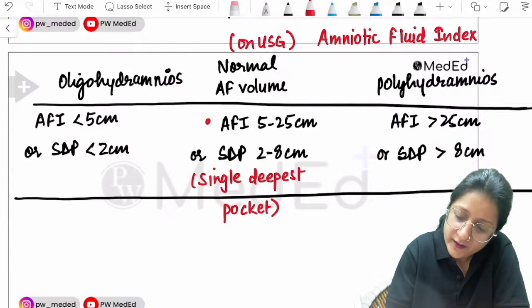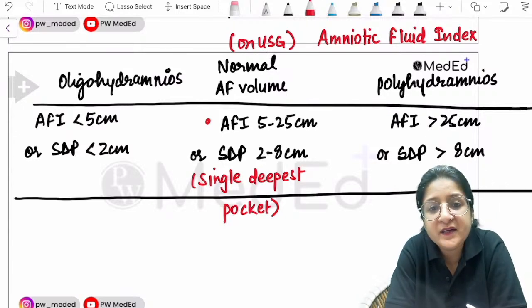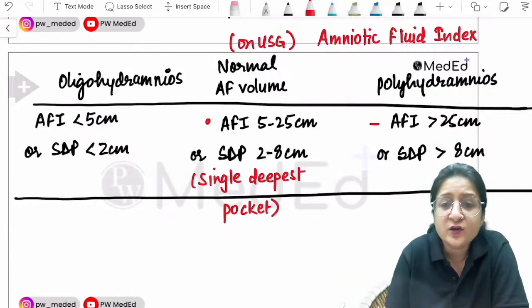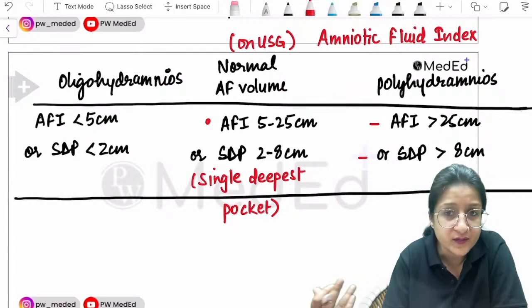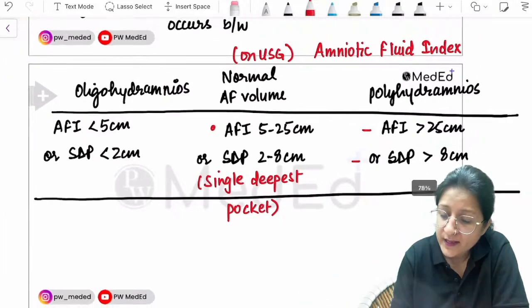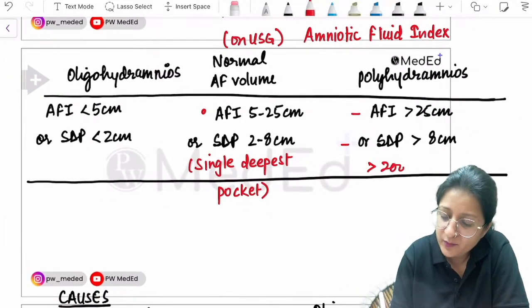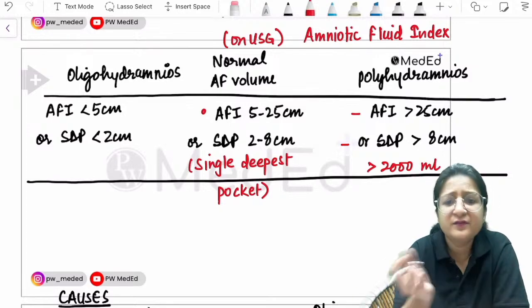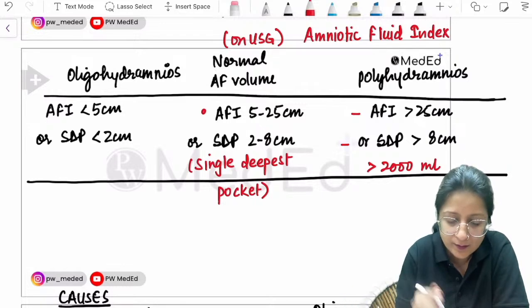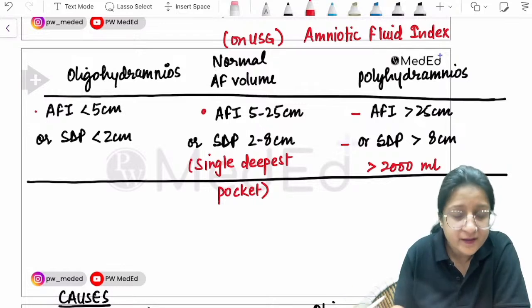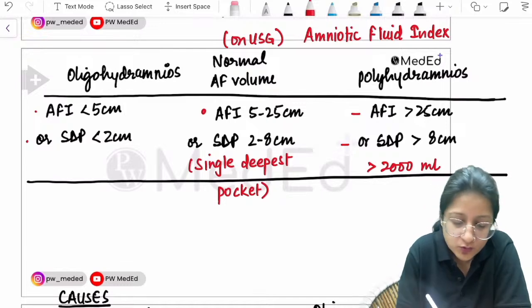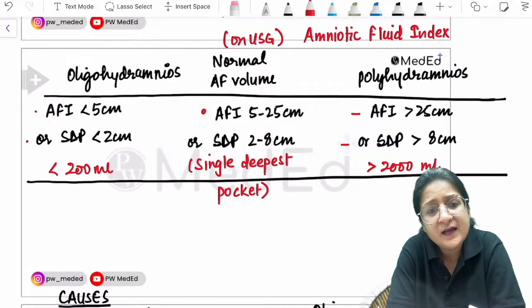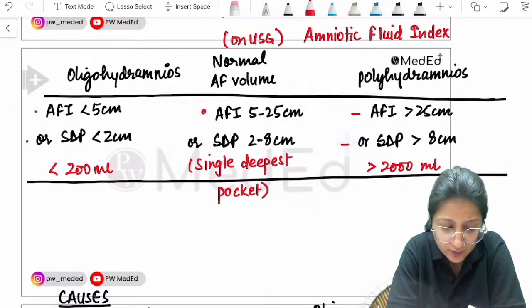So normal amniotic fluid index is 5 to 25 centimeter, or a single deepest pocket measures 2 to 8 centimeter. If the AFI is more than 25 or single deepest pocket is more than 8, it's polyhydramnios. In absolute amounts, if the amniotic fluid volume is more than 2000 ml, we call it poly, but we are not measuring the absolute amount in clinical practice. So AFI less than 5, or a single deepest pocket less than 2 centimeter, that's oligo, or the absolute amount is less than 200 ml, we call it oligohydramnios, right?